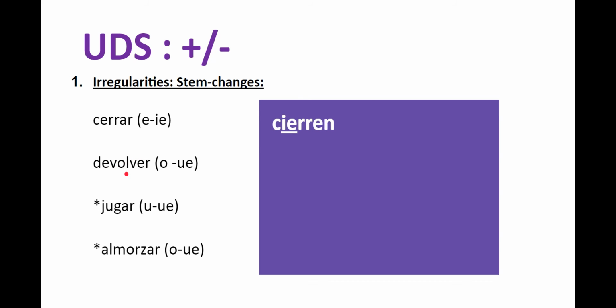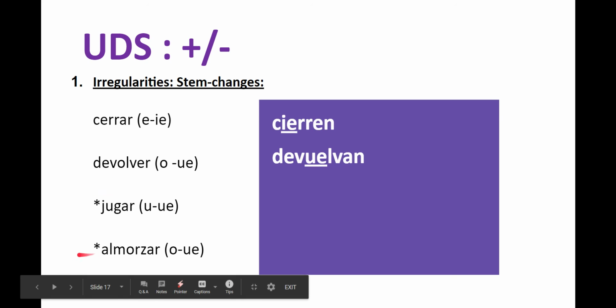Devolver. Another stem changer. This time, it changes from O to UE. In the yo form, devuelvo. Drop the O and swap the ending. Devuelvan. Return your item the next day. Devuelvan la cosa, el regalo, lo que sea, el próximo día.